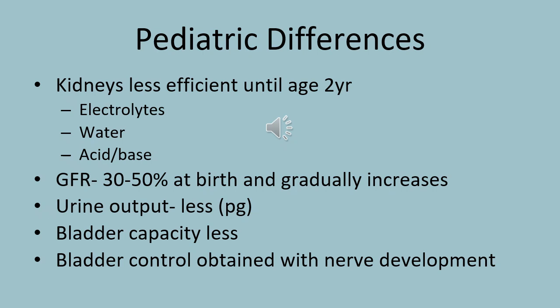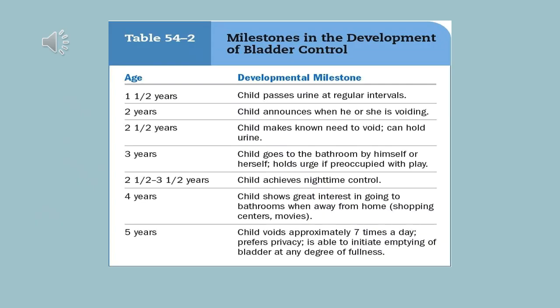Also, their bladder capacity. Baby bladders are very small. However, as a child grows, so does their bladder. In addition, bladder control is not developed prior to age 2. This is because the nerve development has not occurred yet to allow this to function prior to that age. These differences can contribute to the common problems seen in our pediatric patients. This is a chart that just shows milestones in the development of bladder control with children.